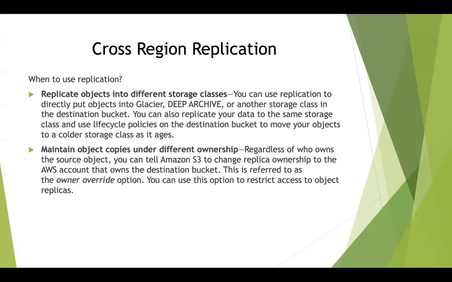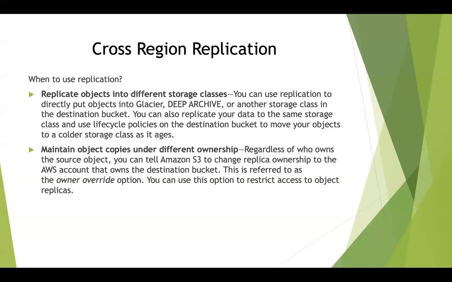So you can use replication to directly put your objects into Glacier or Deep Archive or any other storage class in the destination bucket. You can also replicate your data to the same storage class and use lifecycle policies on the destination bucket to move your objects into a colder storage as it ages. So cross-region replication and lifecycle transition go hand in hand with each other.